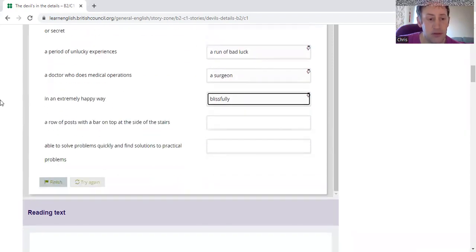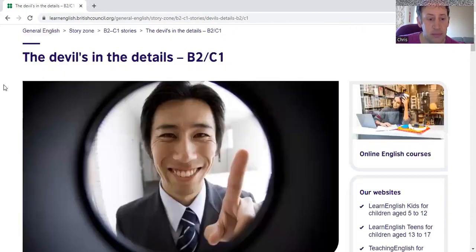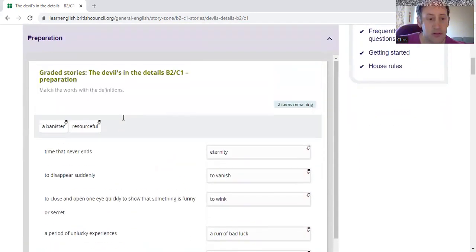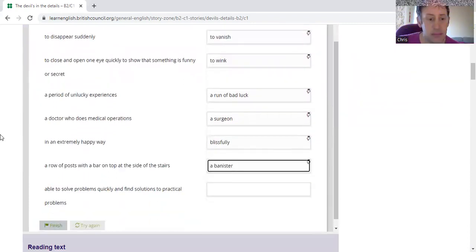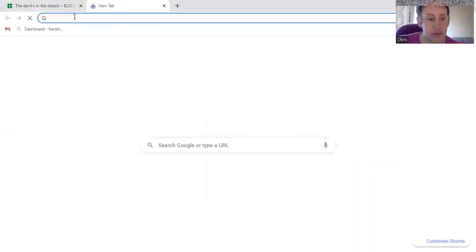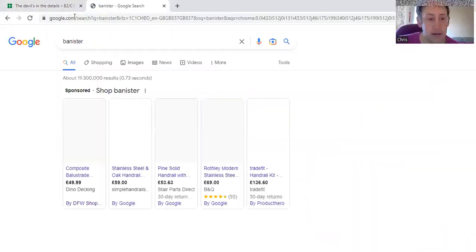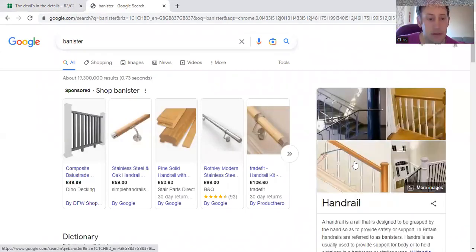A banister is the thing on the side of the stairs. Actually, it'd be quite interesting to show you a picture of it. Oh, hang on a minute. A banister there. Resourceful, solving problems a lot. Let me go to the internet and show you banister. Like that, that's a better one. Handrail is another term we can use for that. That explains it quite well, I think.